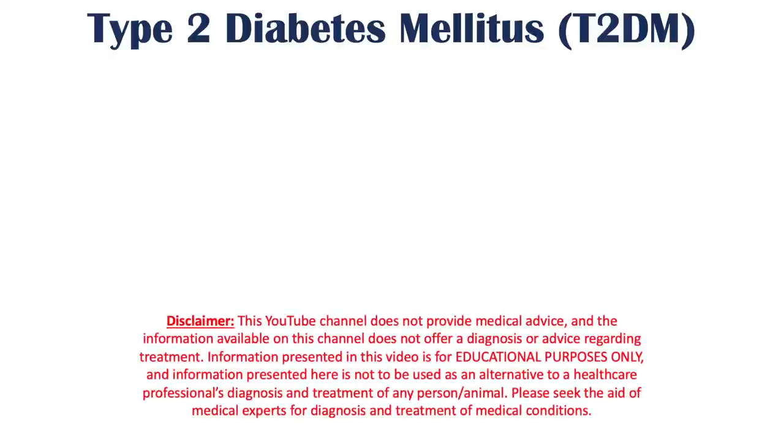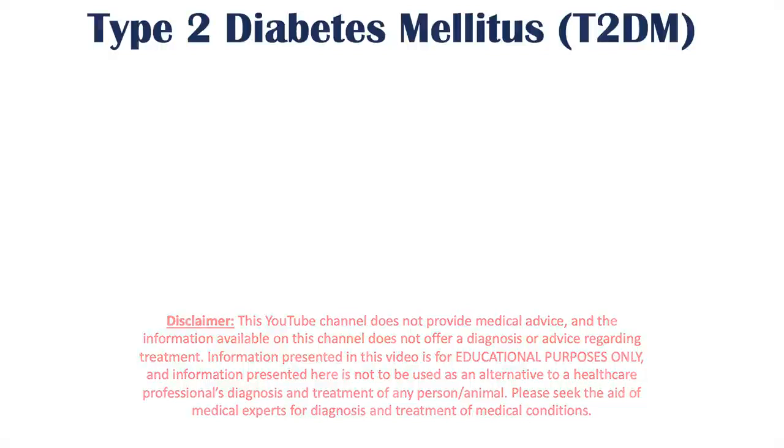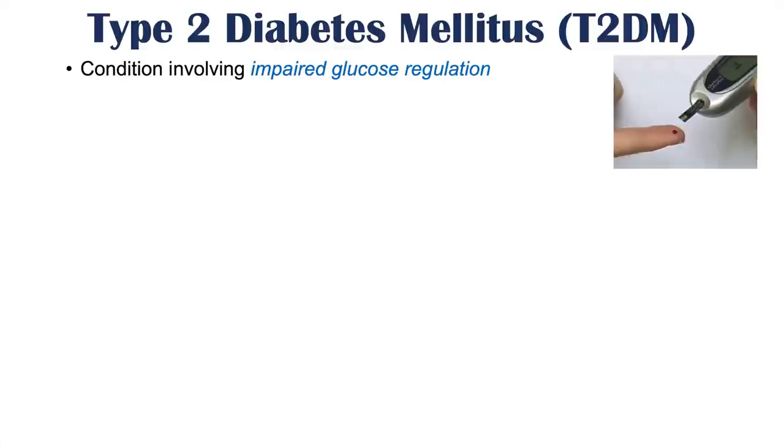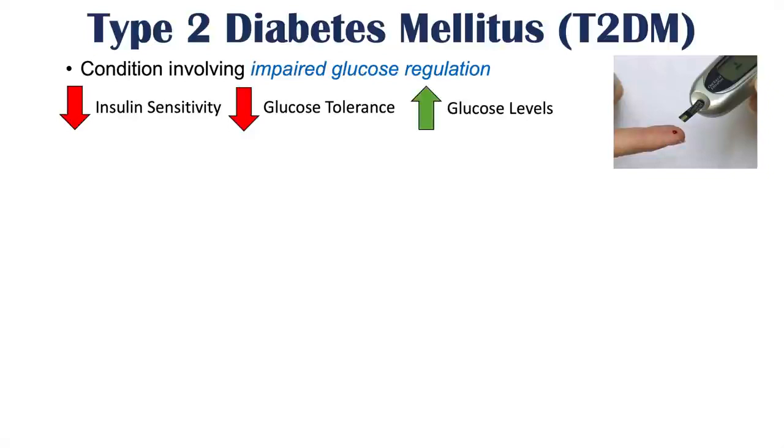Type 2 diabetes presents with a variety of signs and symptoms and associated conditions. We're going to talk about those in this lesson, but before we begin, let's talk briefly about what type 2 diabetes is. Type 2 diabetes is a condition involving impaired glucose regulation. The impaired glucose regulation is a result of decreased insulin sensitivity or insulin resistance, which leads to decreased glucose tolerance and increased glucose levels.